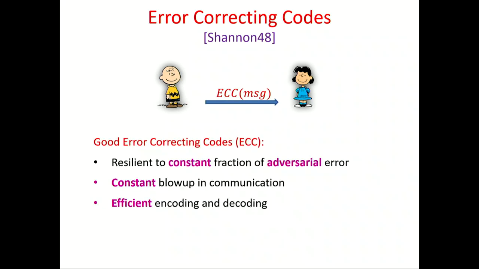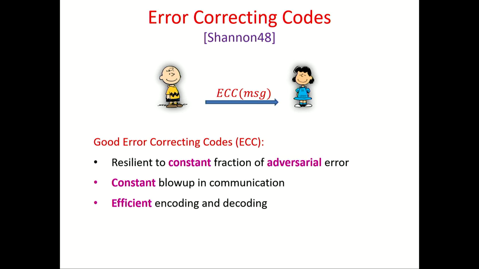Okay, so there's a notion of what's called a good error correcting code. A good error correcting code is one that is resilient to a constant fraction of adversarial error while blowing up the communication by only a constant factor. And it should have an efficient encoding and decoding procedure. So this is what good error correcting codes are. We have several good error correcting codes in the literature.